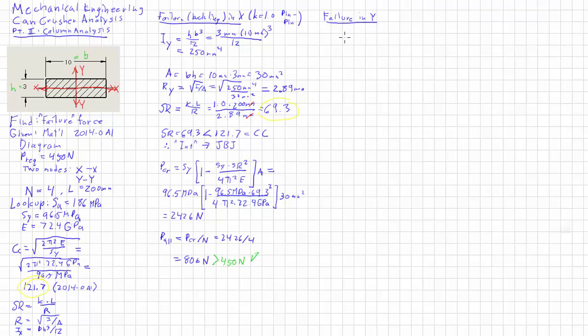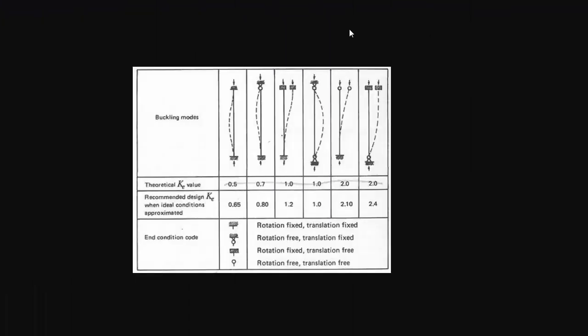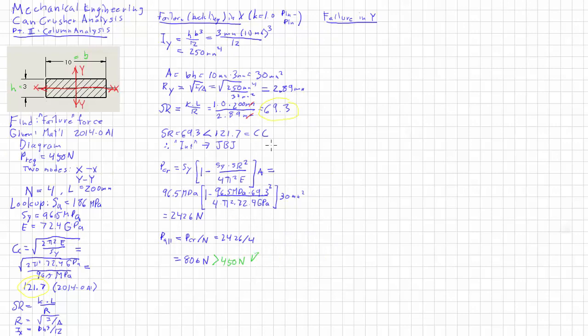Now, if we consider that it is fixed in that direction, here's our chart again, and if it's fixed here and fixed here, theoretically our K value is 0.5, but on a practical level, we want to use 0.65 to be safe. So that's what we're going to use.